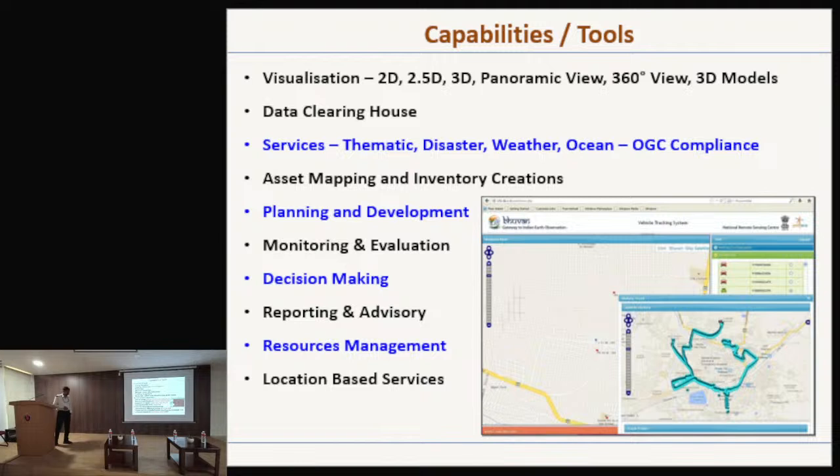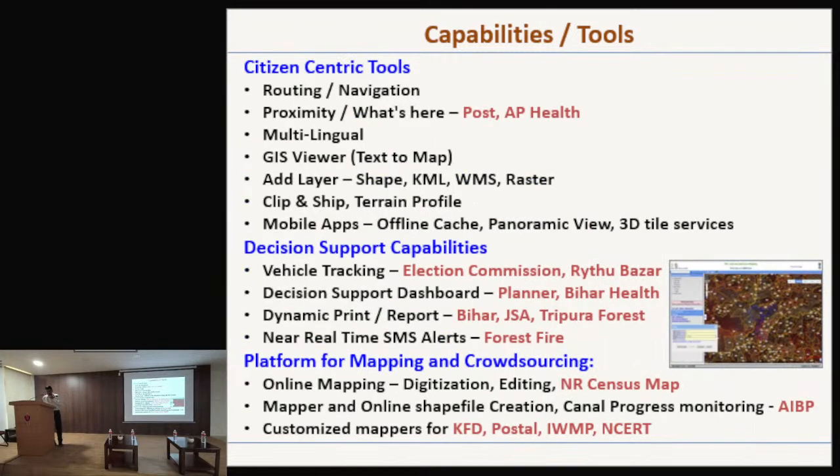Now we will go into a little more detail. We have already talked about routing and navigation. The next is intelligence. Now what I want to do is send one speed post. Where is my nearest post office?